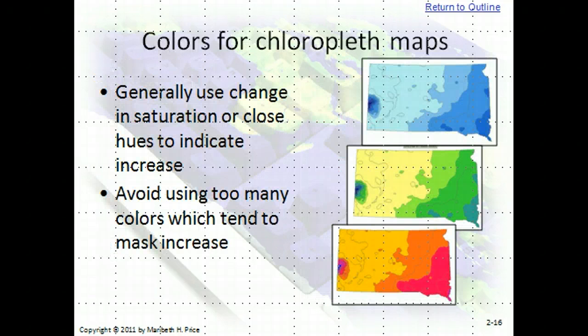When choosing colors for choropleth maps, it is generally best to use a color scheme that changes in saturation very gradually, or where close hues are used to indicate an increase, such as the monochromatic blues. Avoid using too many colors, which tend to make it difficult to interpret where the highest values are represented and where the lowest values are represented.